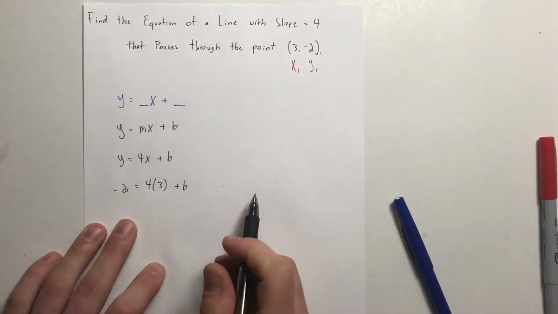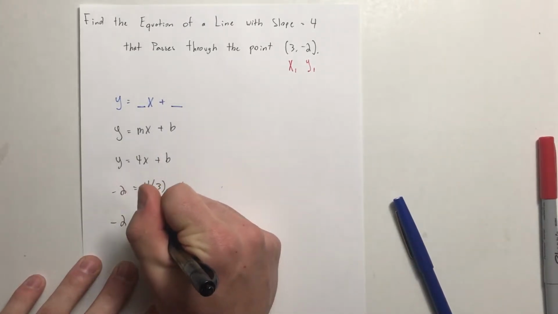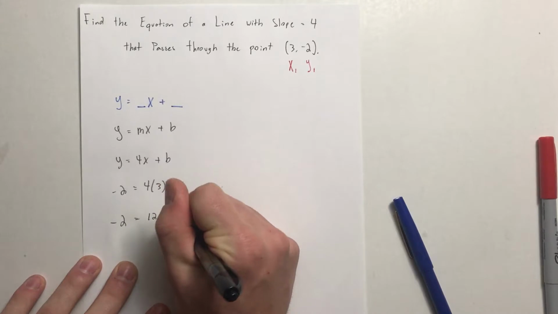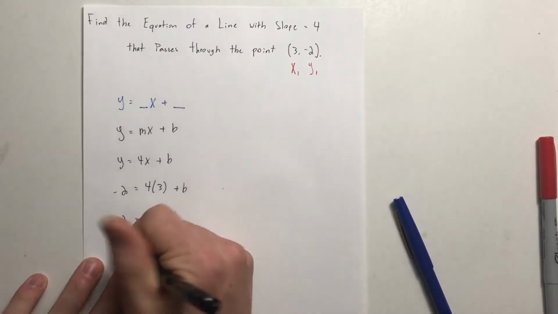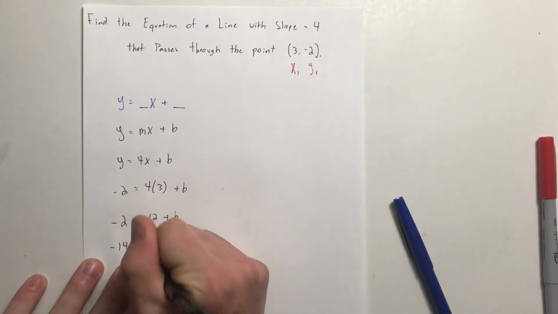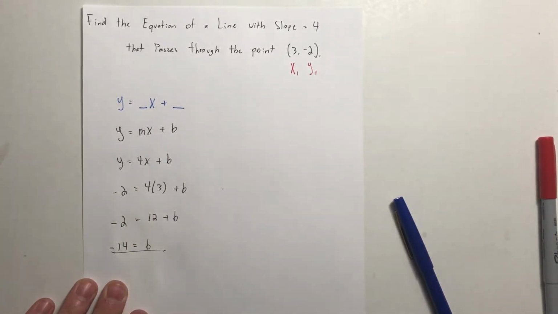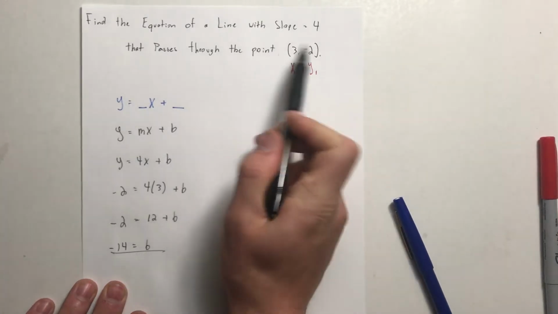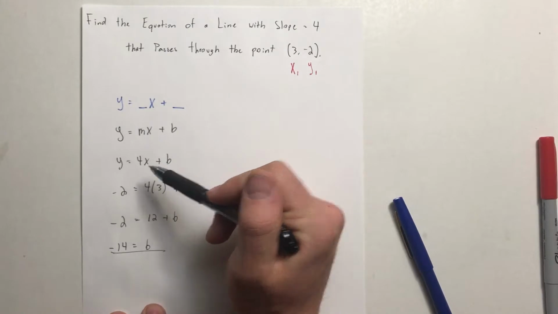Simplifying this just a little bit, we get negative 2 equals 12 plus b. And if we subtract 12 from both sides, we get negative 14 equals b. So that's our b value right there. And from the statement of the problem, we know that our m is 4. We know that our slope is 4. We plugged it in here.